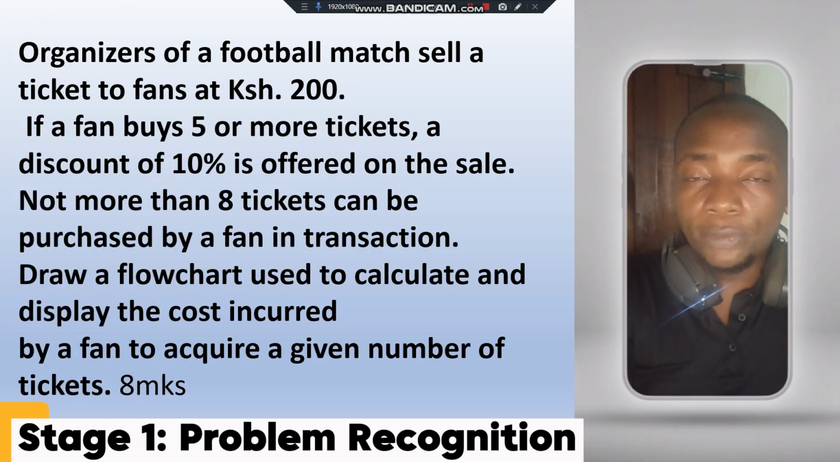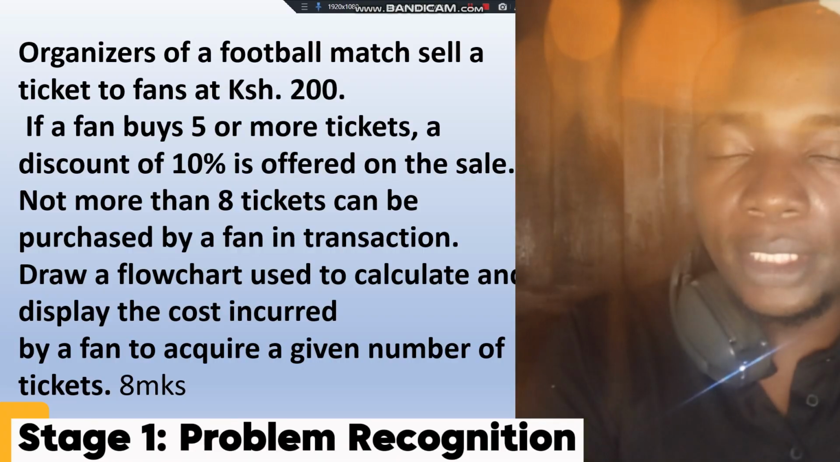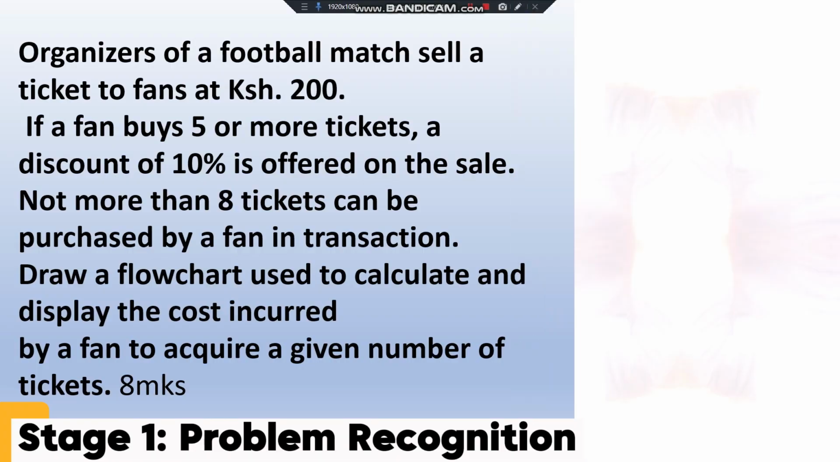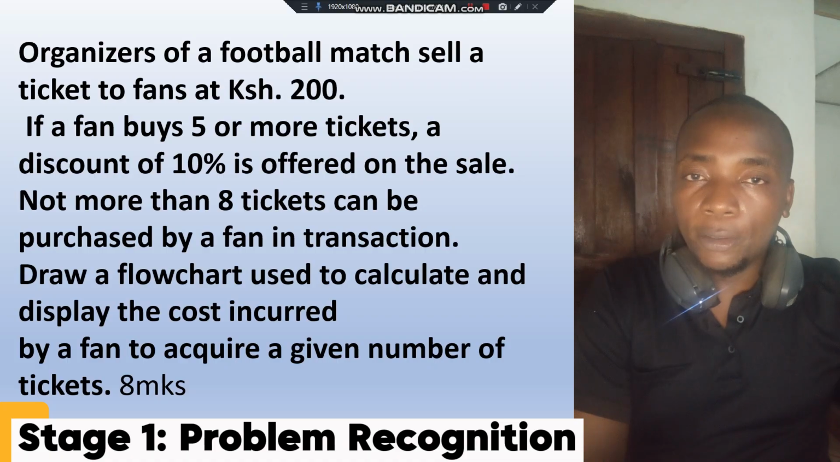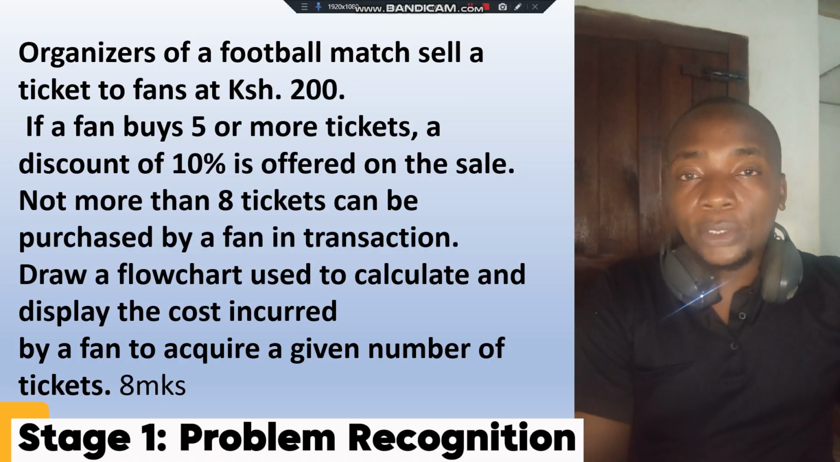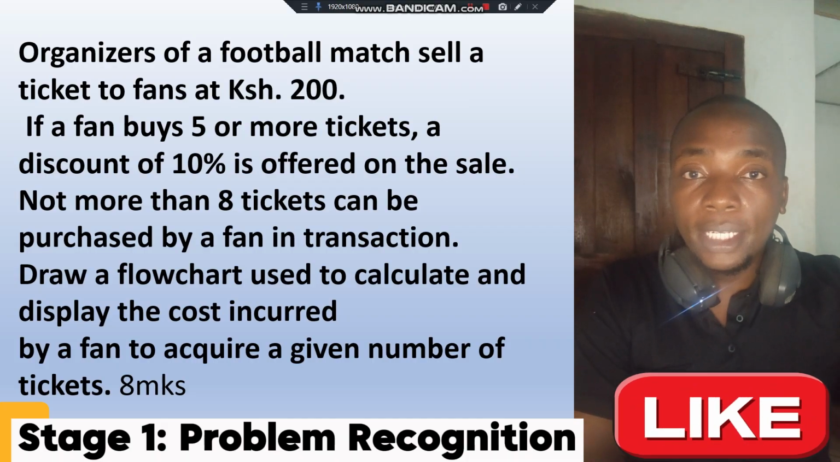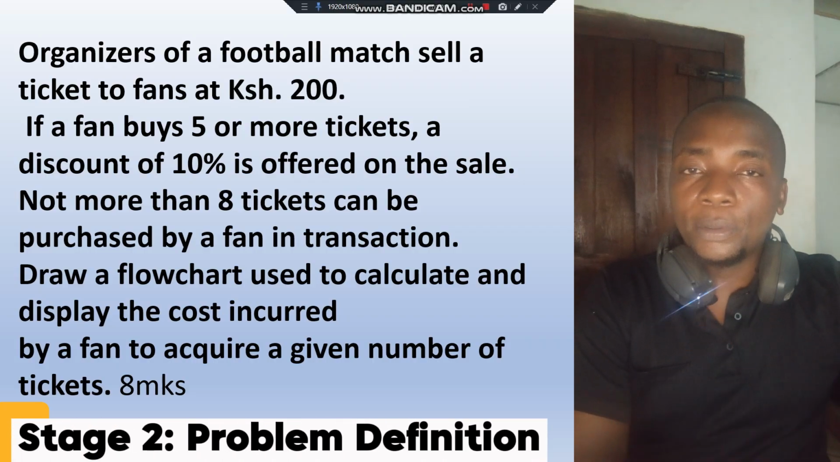Imagine you are buying tickets from the school gate. One ticket costs 200 shillings. You're told that if you buy 5 or more, you're going to get a discount of 10%. And again, you're also told you cannot buy more than 8 tickets. You've already understood the whole problem. Step 1, done. You go to step 2.